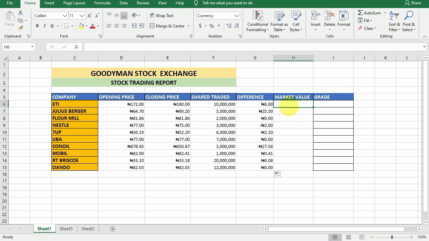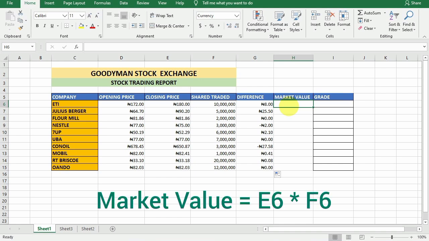Okay, now what is market value? The market value is when we multiply the closing price times the share trade. What is the closing price? The closing price, I always say, is the price at which the company leaves the market. The share trade is the amount of shares the company has in the market. So the market value will be the closing price multiplied by the amount of shares they have in the market. So it equals this, multiplied by, which is shift 8.